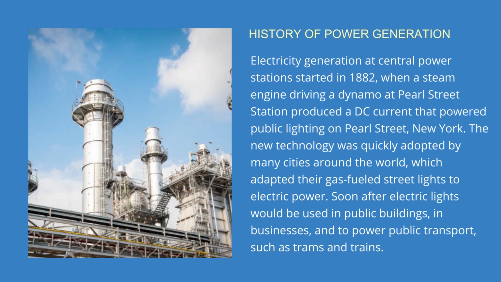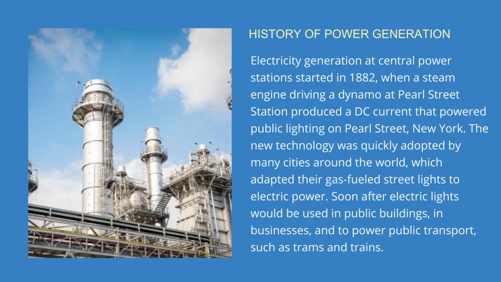Commercial electricity production started with the coupling of the dynamo to a hydraulic turbine. The mechanical production of electrical power began the second industrial revolution and made possible several inventions using electricity, with the major contributors being Thomas Alva Edison and Nikola Tesla. Previously, the only way to produce electricity was by chemical reactions or by using battery cells, and the only practical use of electricity was for the telegraph. Electricity generation at central power stations started in 1882 when a steam engine driving a dynamo at Pearl Street station produced a DC current that powered public lighting in Pearl Street, New York.